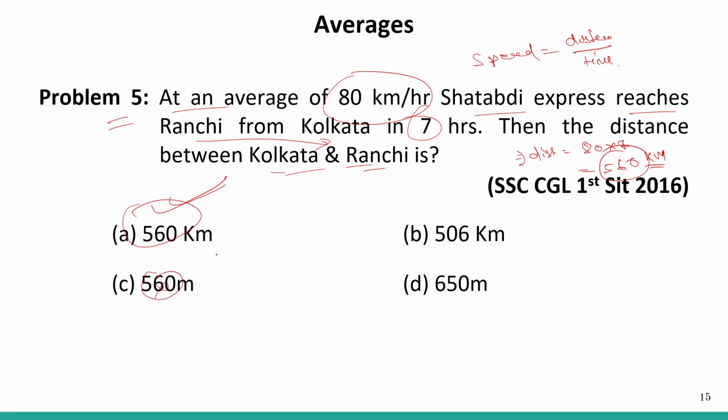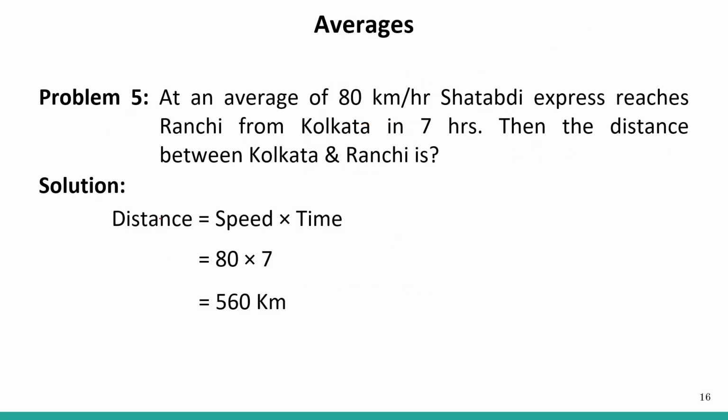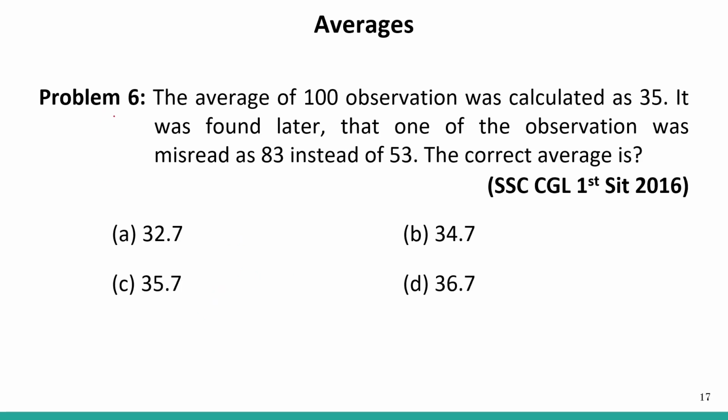560 meter is wrong because here everything is written in kilometer and hours, so there will be no conversion from kilometer to meter. It will be 560 kilometer. 506 is wrong. 650 is also wrong. So let's go forward to the step-by-step solution. Distance is equal to speed into time. So 80 into 7 is equal to 560 kilometers. So we have got the answer. Let's go forward with problem number 6.